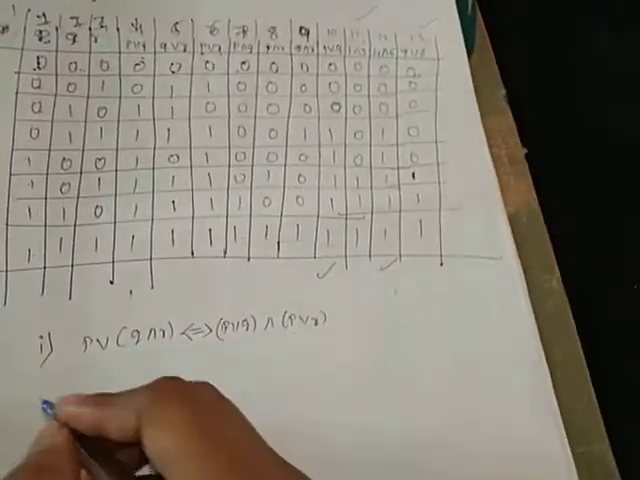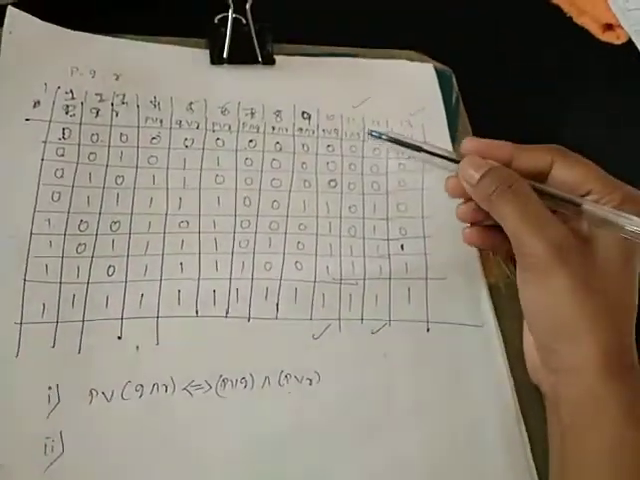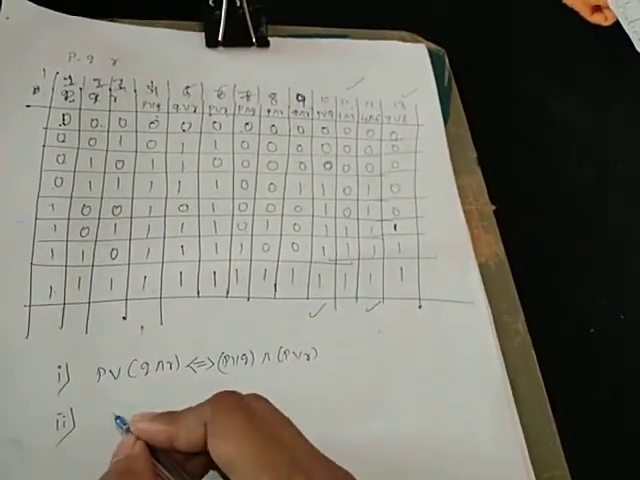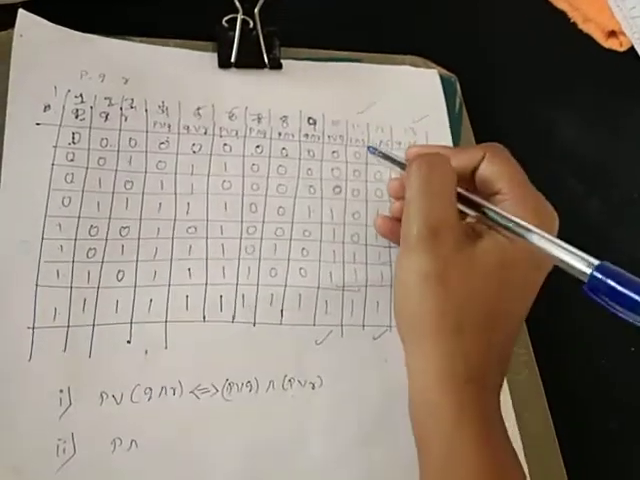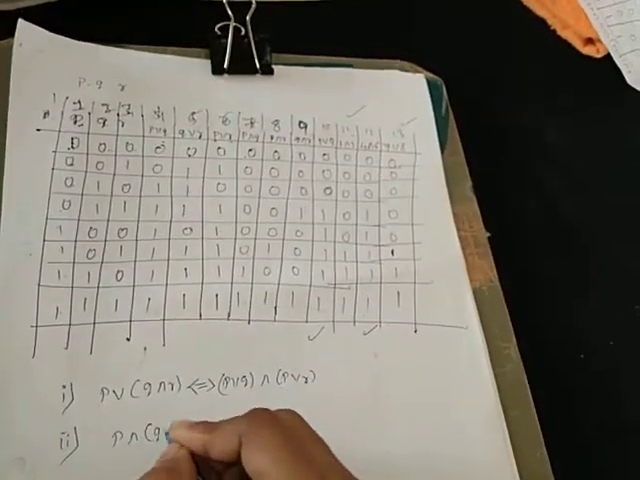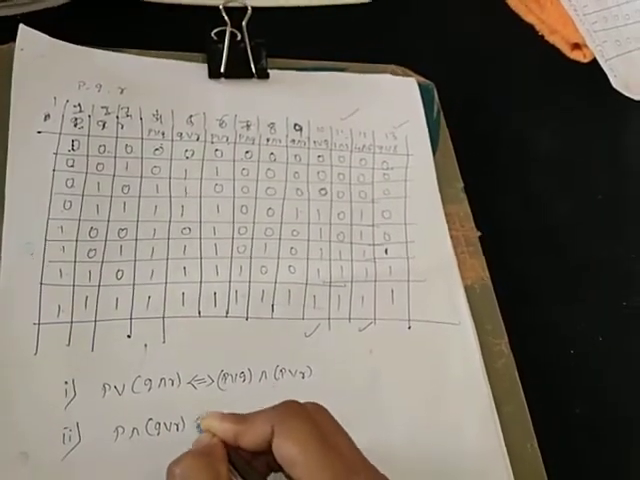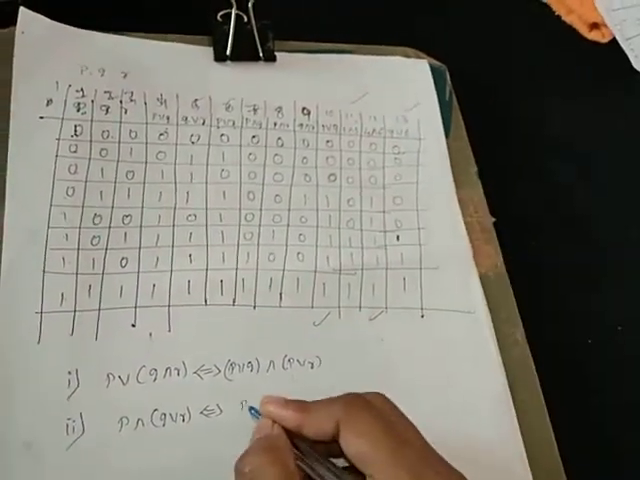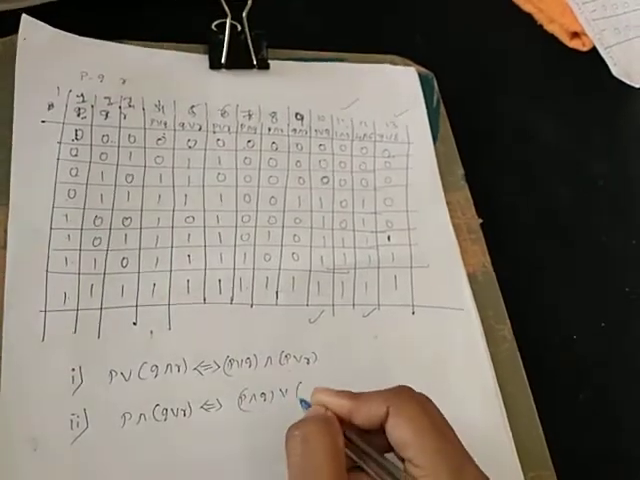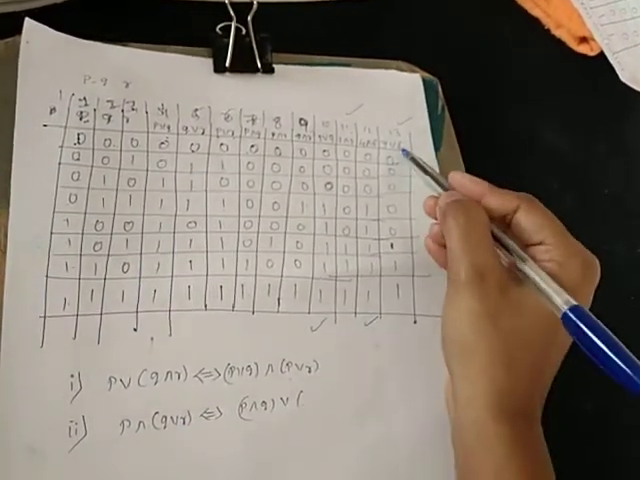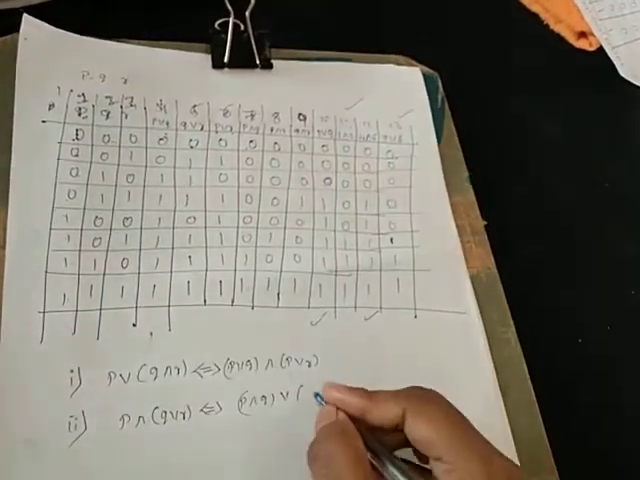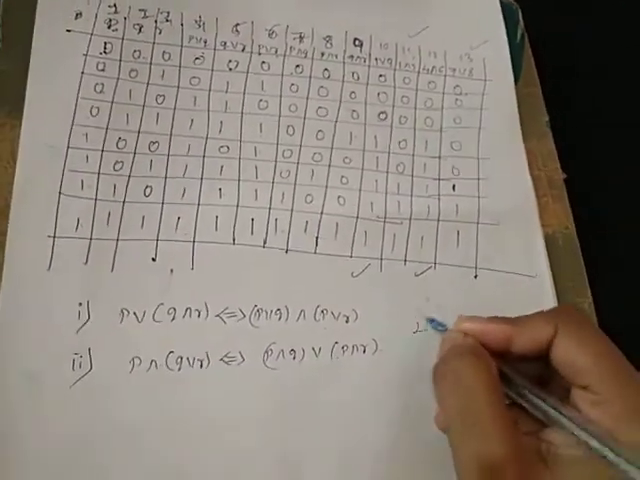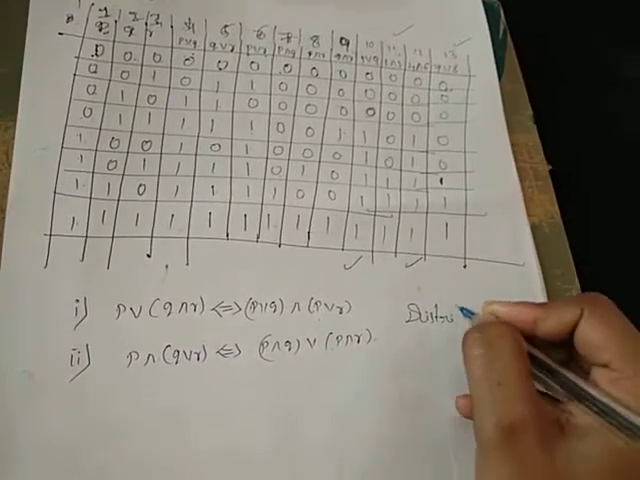That is the first one. Second one, 11 and 13 are identical. 1 and 5, where 1 is P and 5 is Q or R, is equivalent to 7 or 8. 7 is P and Q, or 8, which is P and R. So those are called distributive laws.